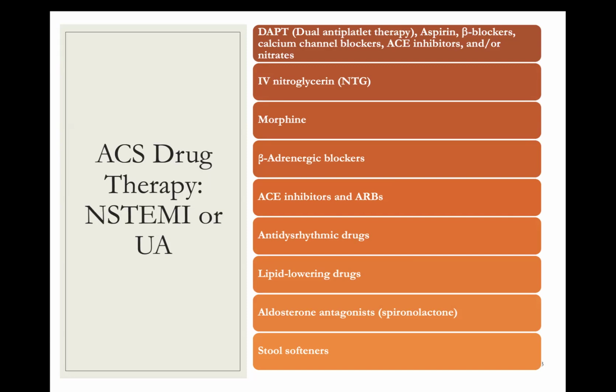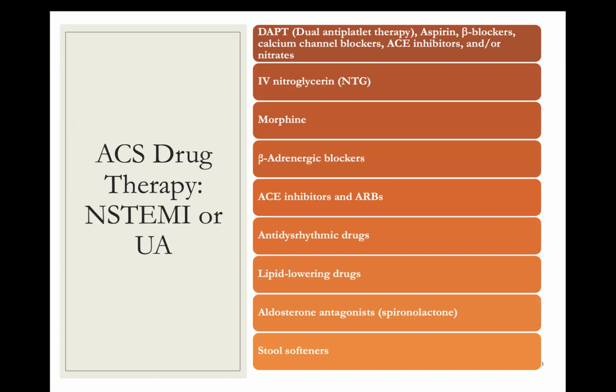We may give them IV nitroglycerin while they're in the hospital to maximize reperfusion of the heart, since it's a direct vasodilator. Morphine if they're having chest pain, again, because it also has vasodilating properties. Beta blockers to slow down the rate of the heart so the heart can refill more when it pumps.